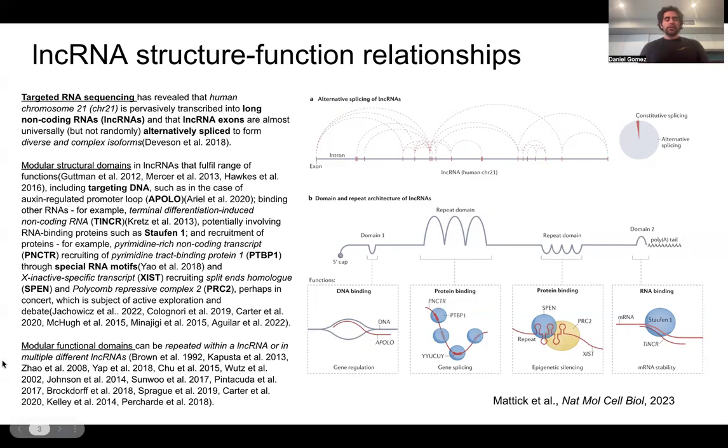Okay, so modular functional domains can be repeated within a lncRNA or in multiple different lncRNAs. We can understand that for every repeat in the domain, you have multiple different lncRNAs. And that's what makes it modular function. So these are the structure and function of lncRNA relationships.